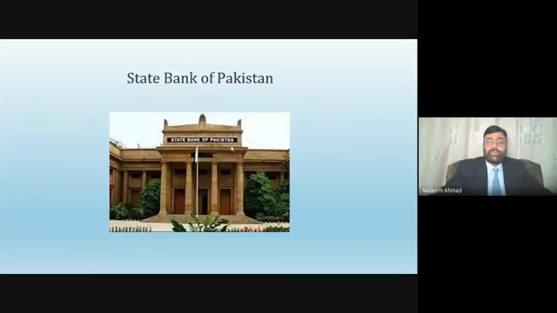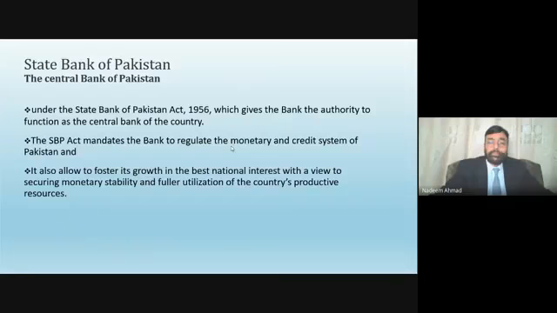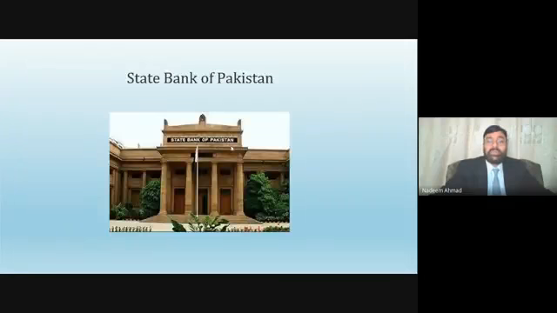So now this is the building of the State Bank. Always remember, you are not supposed to memorize the building of the State Bank. You will not have to quote it in the paper and stuff like that.